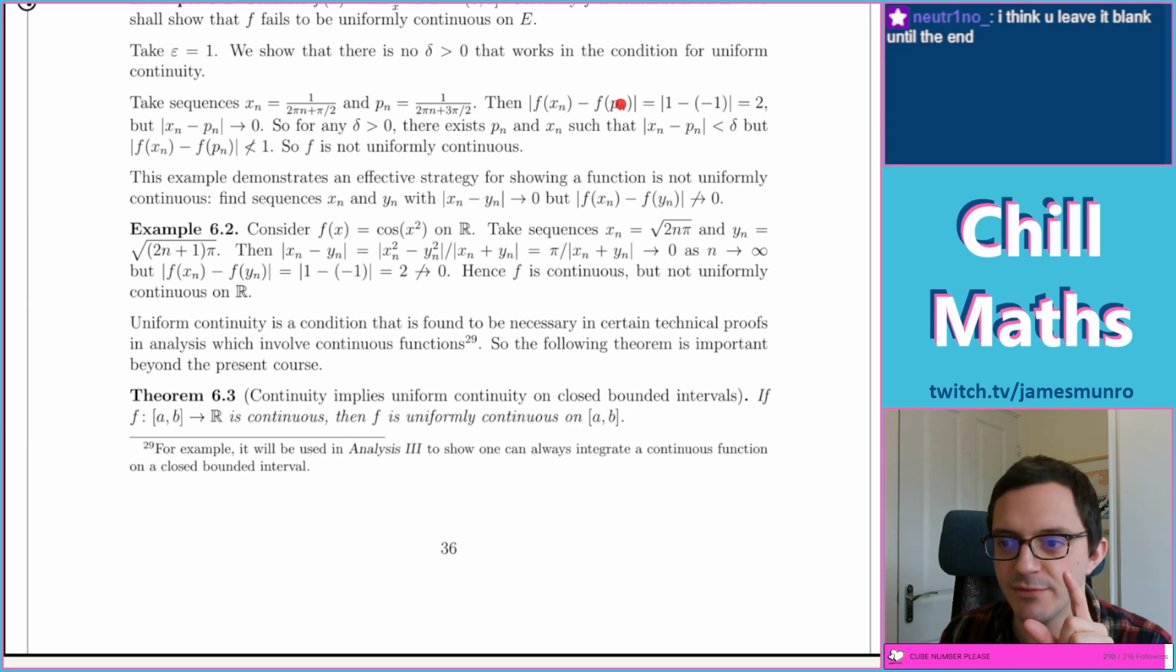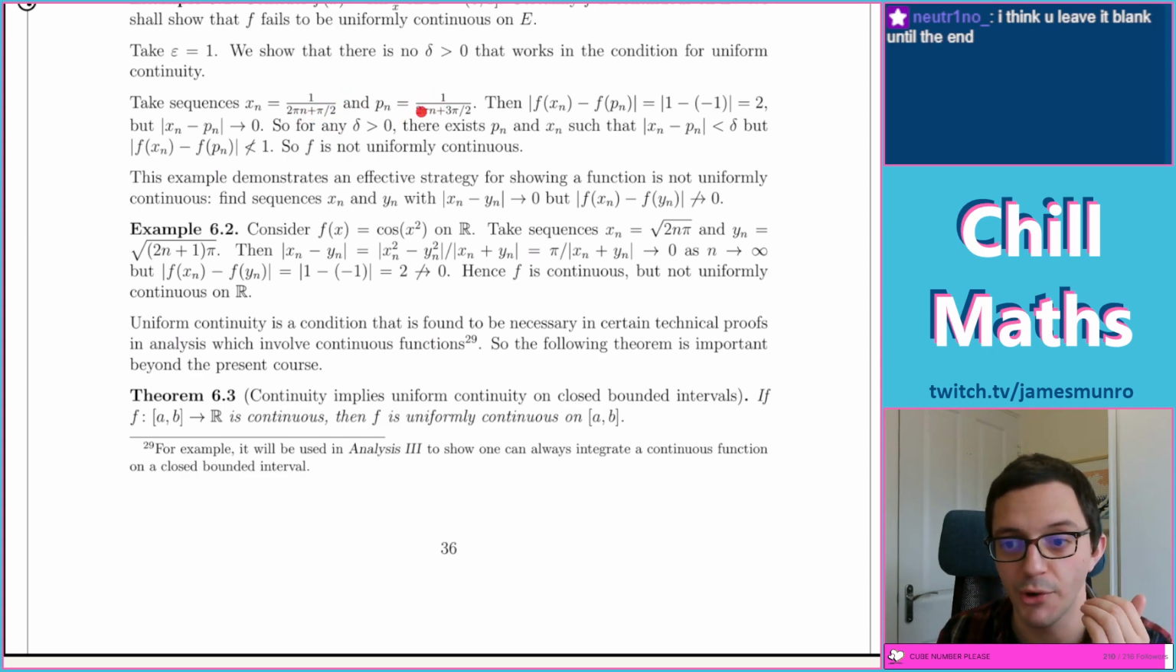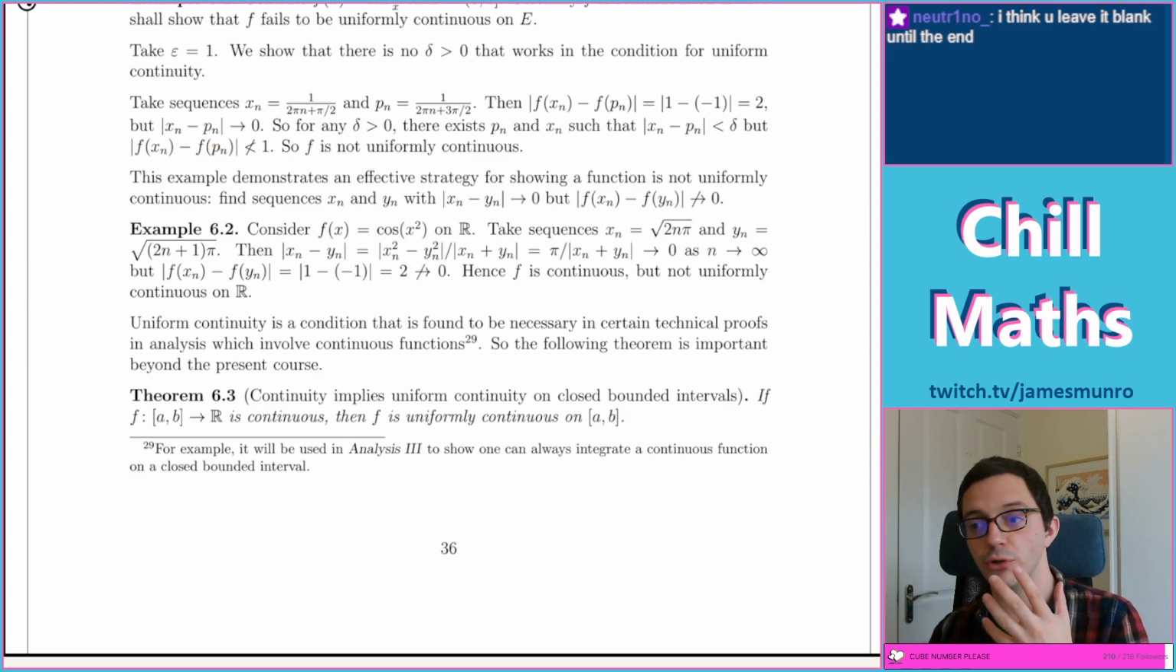So you have this big change in values between these two. Yeah, okay. Let's try and translate this a little bit. For any delta greater than 0, there are ones that are really close together because these points are getting very, very close together because of the 1 over. And these things both going to 0. But the difference in the functions is not less than 1 because it's 2.